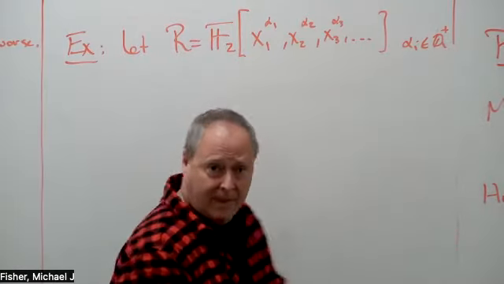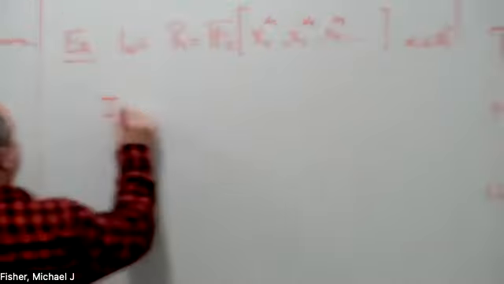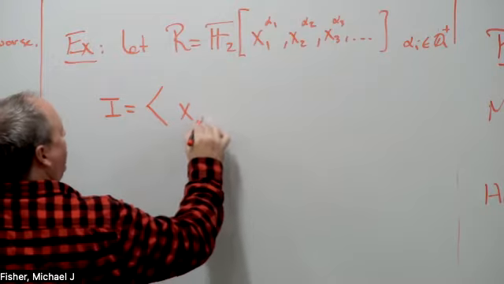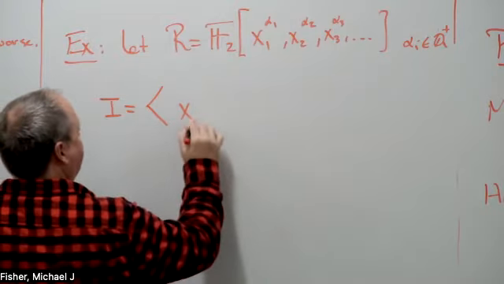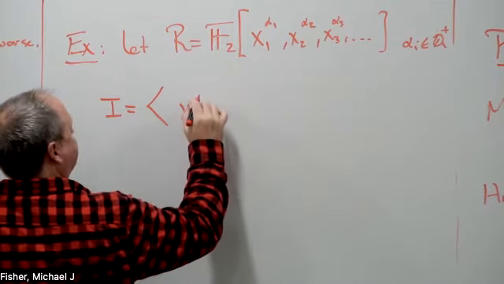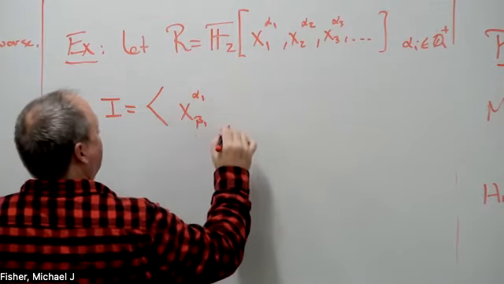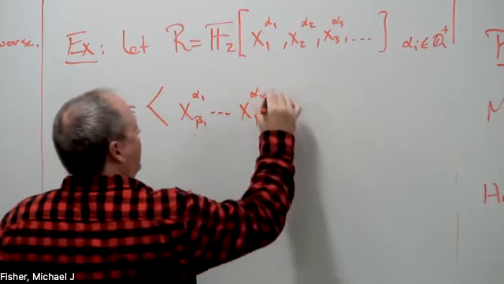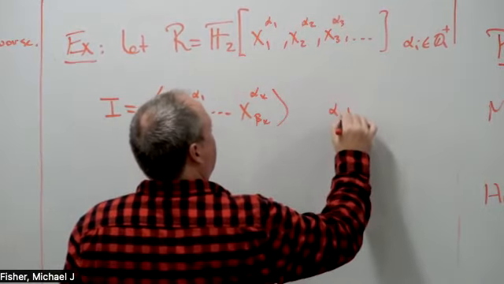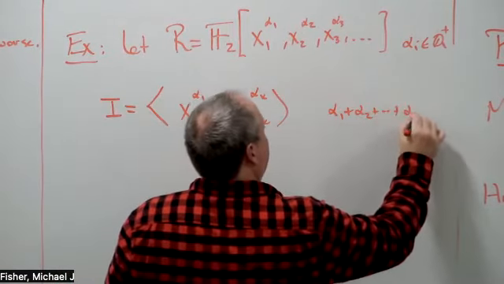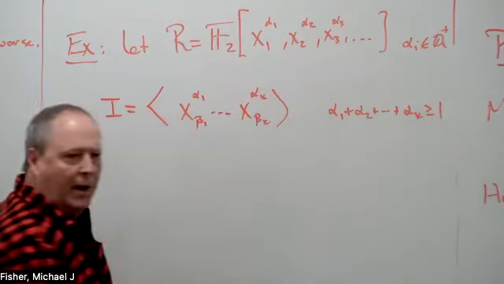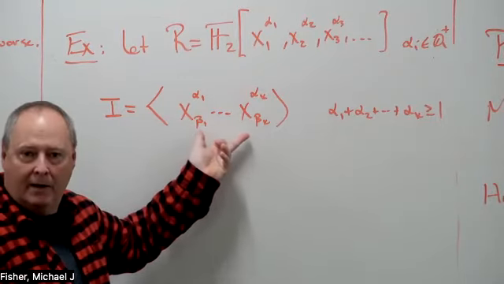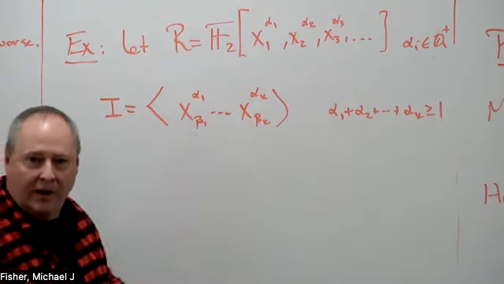Everybody okay so far? Now let I be the ideal generated by X beta 1 alpha 1 through X beta K alpha K, where alpha 1 plus alpha 2 plus through alpha K is greater than 1. So basically what I'm doing is I'm taking every possible monomial that has degree 1 or higher, right? And that is when I add all the exponents up.